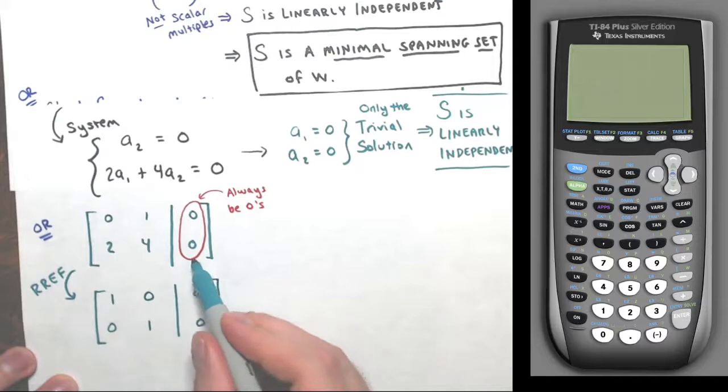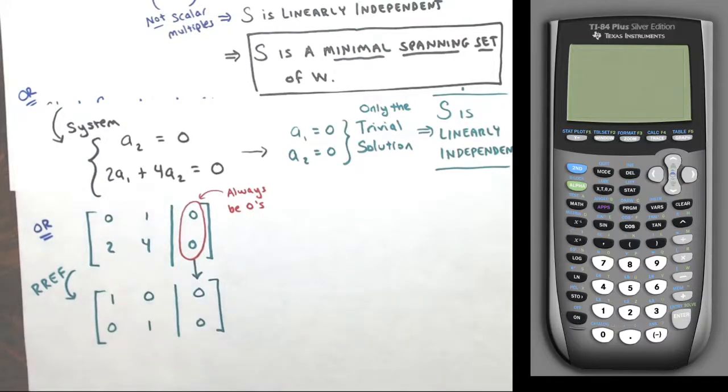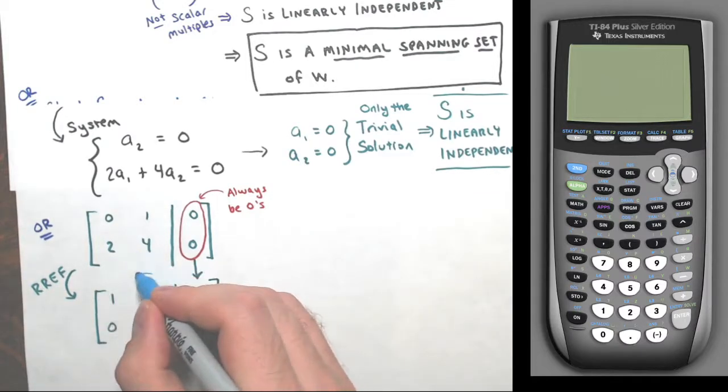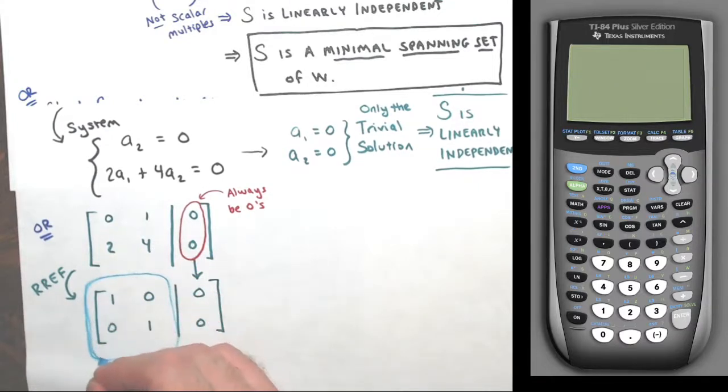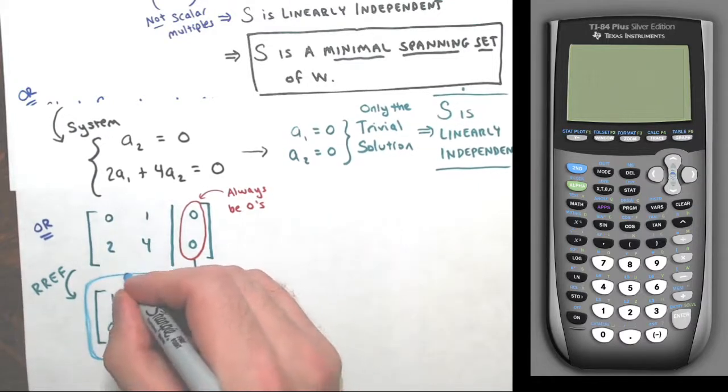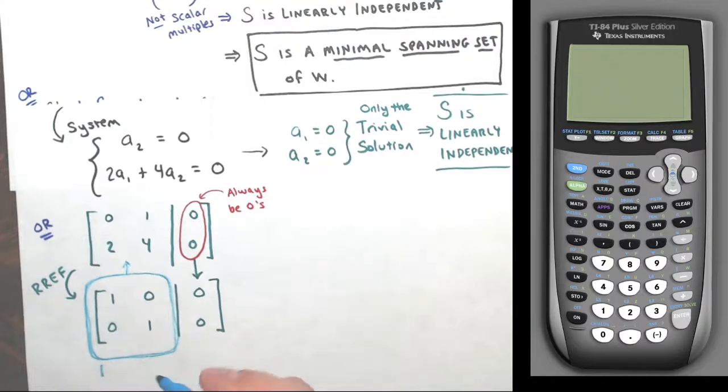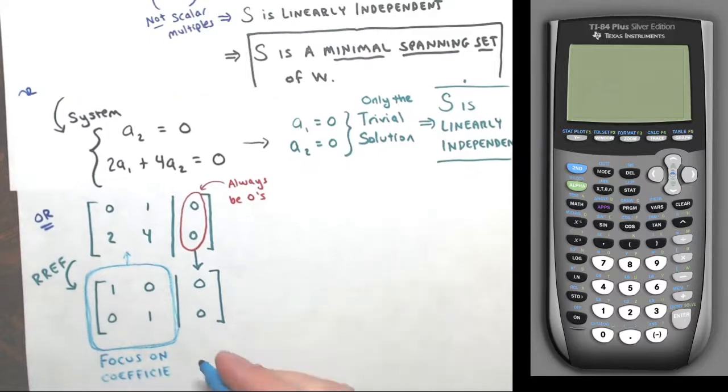And again, like I said, this is always going to be zeros. So I'm really only focusing, and in future examples, I'm really only going to be focusing on the coefficient matrix. Right? Focus on the coefficient matrix.